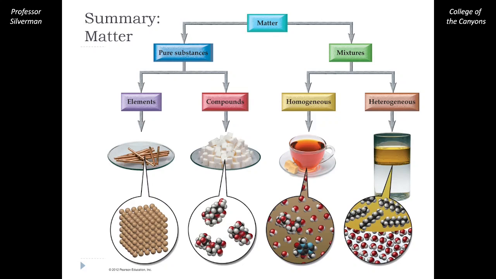Okay, here is our summary for separating matter based on its composition. Pure substances or mixtures. And then our pure substances can be either elements or compounds. Elements appear on the periodic table. Compounds are multiple elements combined together in some definite ratio. Our mixtures can be homogeneous if they are mixed uniformly, or heterogeneous if they are not mixed uniformly.